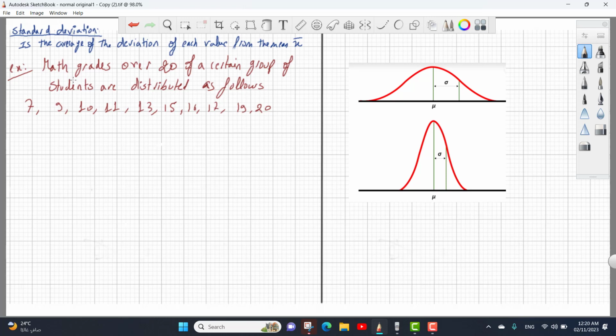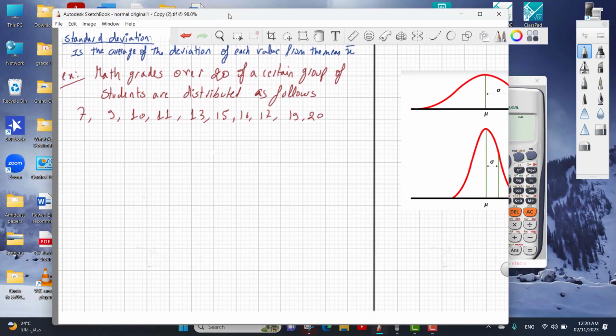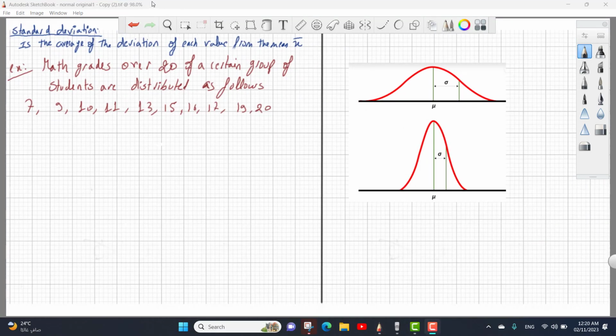Example here, if we take the math grades of a certain group, the grades are over 20. One student got 7, another student got 9, another student got 10. If you want to talk about the deviation of each value from the mean, we can show this on a numbered line.